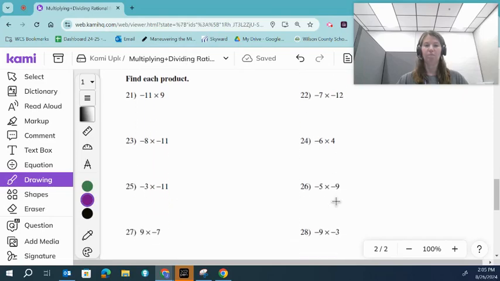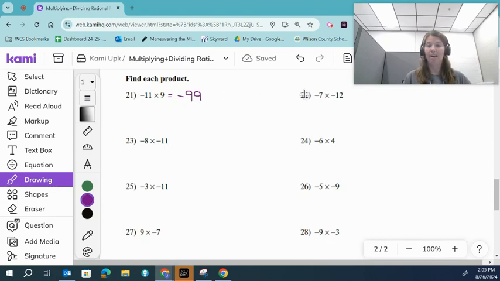All right, let's do some multiplication. Again, same rules. Here we have negative 11 times 9. It is a negative times a positive. These are opposite signs, so my answer will be negative, and 9 times 11 is 99. So negative 11 times positive 9 equals negative 99.